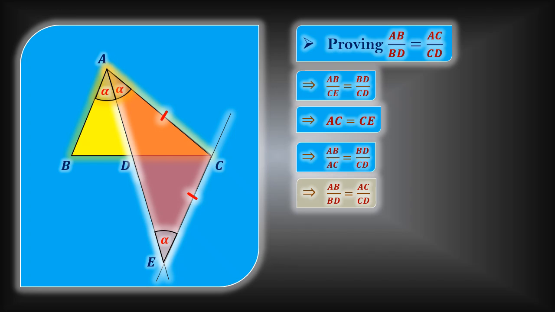With only one angle bisector, a pair of parallel lines, and triangle similarity, we were able to uncover one of the most important proportional relationships in Euclidean geometry. This theorem appears everywhere in mathematics, geometry competitions, and advanced problem solving.